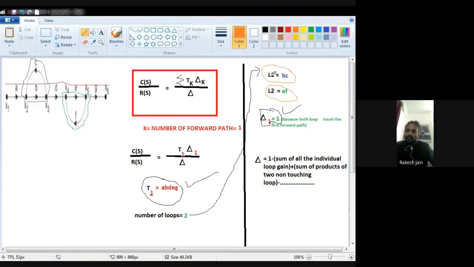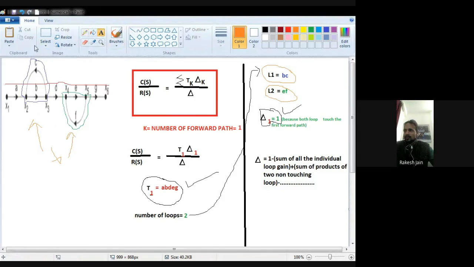Here only two loops are there. So check whether these two touch each other or not. See, this BC loop and this EF loop are separated from each other. They do not touch each other. It means they are non-touching loops. And then three non-touching loops: here only two loops are there, so we have to stop at this step.